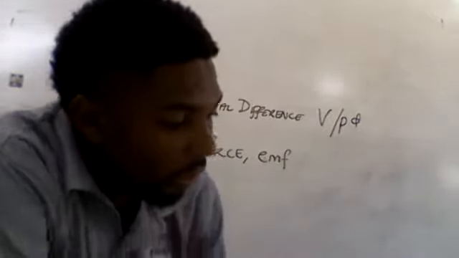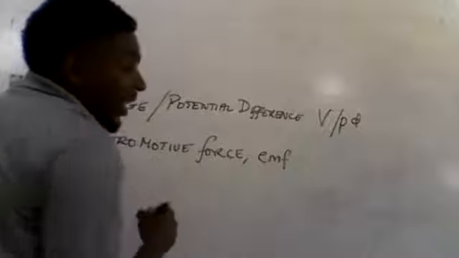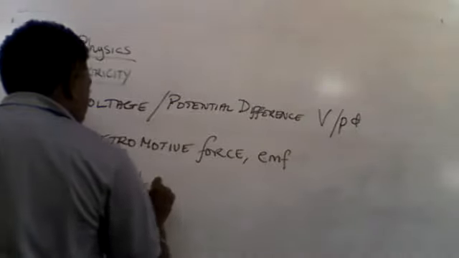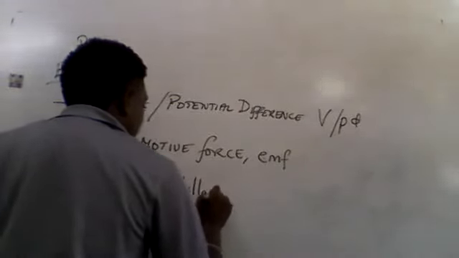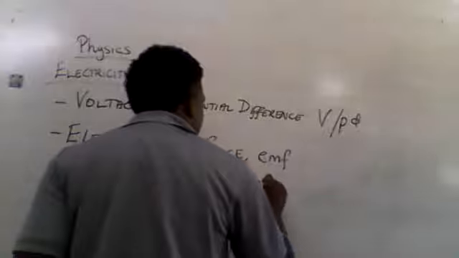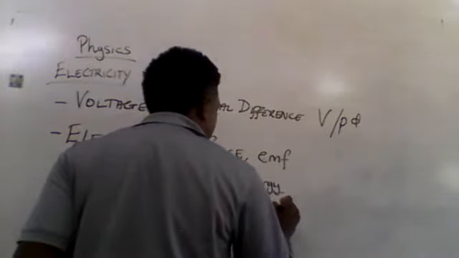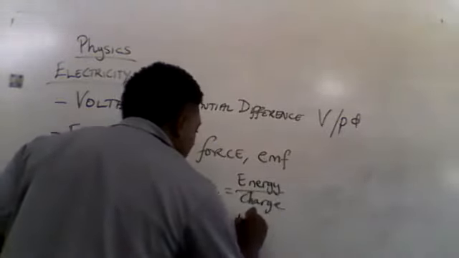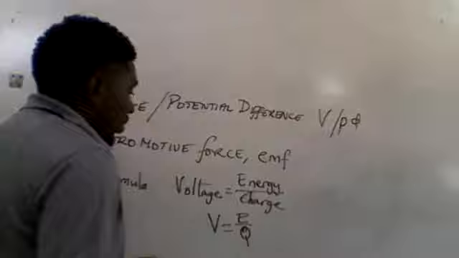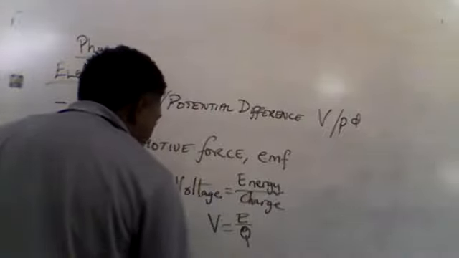Now, given that bit of explanation, we're going to realize that voltage follows a simple formula where voltage is equal to the amount of energy per unit charge. So it gives us that V is equal to E over Q. Good? V is equal to E over Q. Where you're going to realize that the SI unit of voltage is volts.